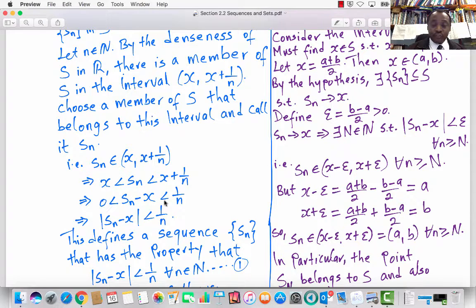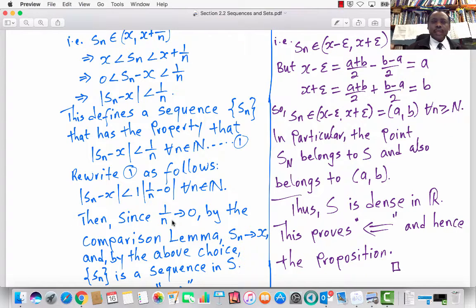We have done this before. That means the absolute value of Sn minus x is less than 1 over n. Observe that negative 1 over n is less than 0, which is less than Sn minus x, which is less than 1 over n. So we can correctly say that the absolute value of Sn minus x is less than 1 over n. Wait a minute. What have we just done?